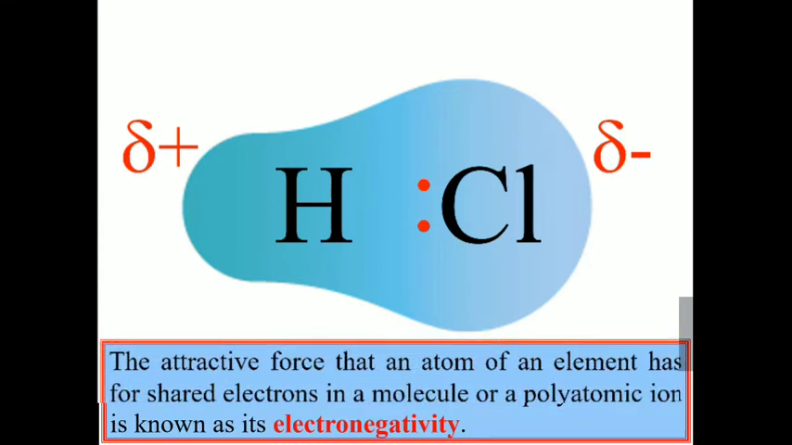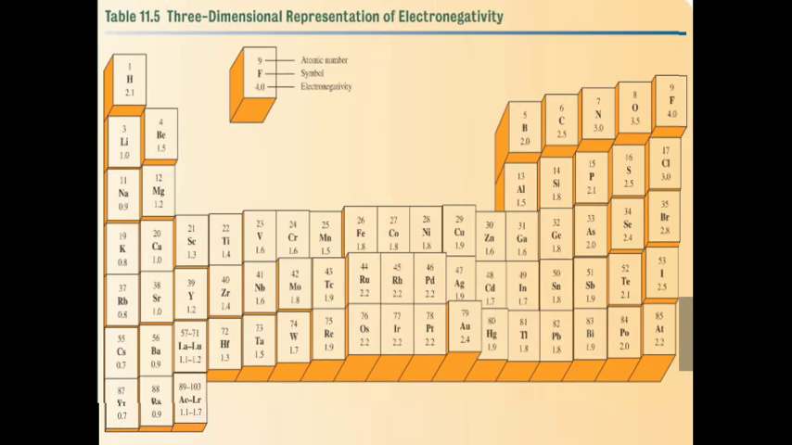The attractive force that an atom of an element has for shared electrons in a molecule or a polyatomic ion is known as electronegativity. So in this case, chlorine is more electronegative than hydrogen. Electronegativity values can be seen in the periodic table. So we have here a summary of the electronegativity values.